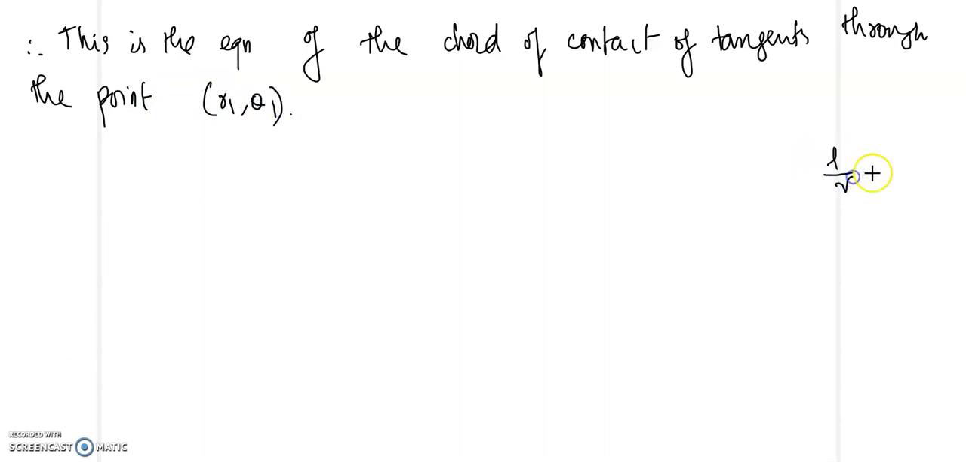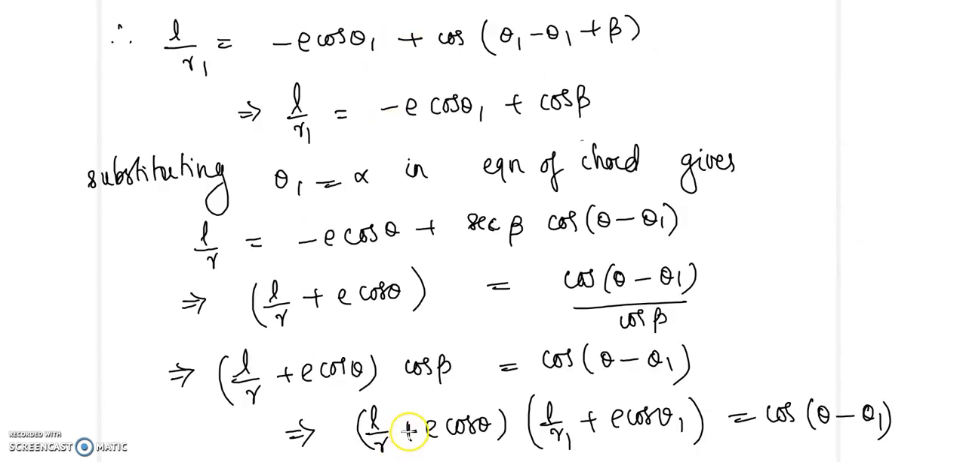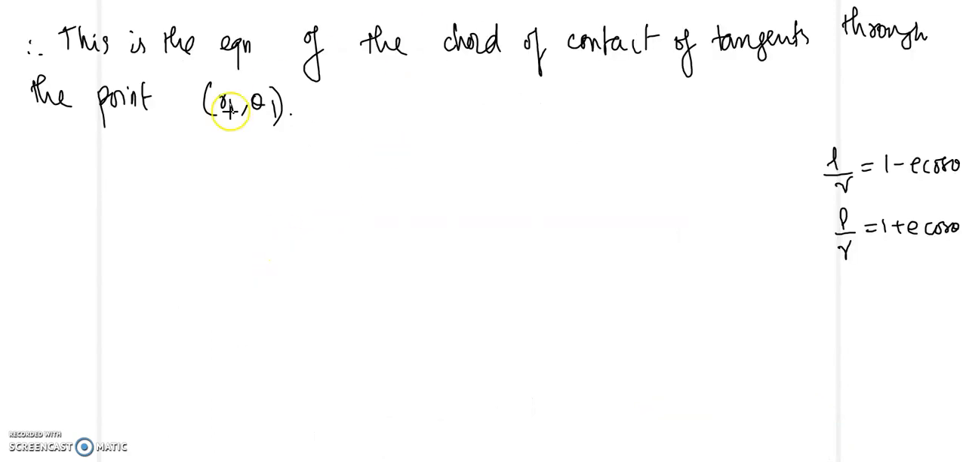We started with the equation of conic as L by R equal to 1 minus E cos theta, and again the equation of conic can be in the form L by R equal to 1 plus E cos theta. So in that case, in the final equation, we will have a minus sign in these two. So if you have the equation of conic to be L by R equal to 1 plus E cos theta, then the equation of the chord will be L by R minus E cos theta, L by R1 minus E cos theta 1 equal to cos theta minus theta 1. So, let us write it as a note.